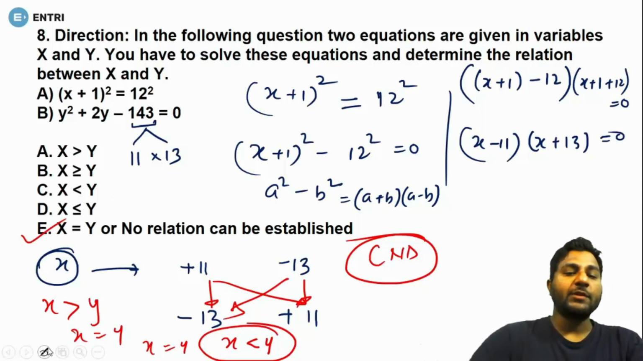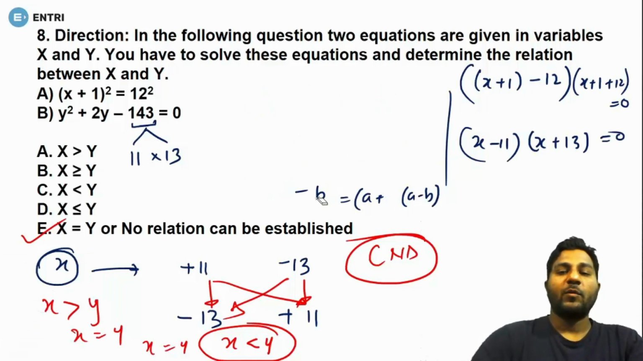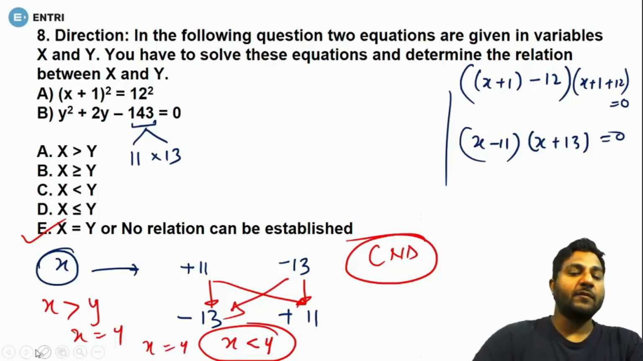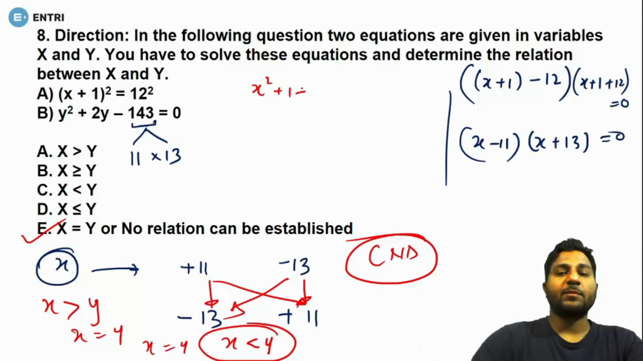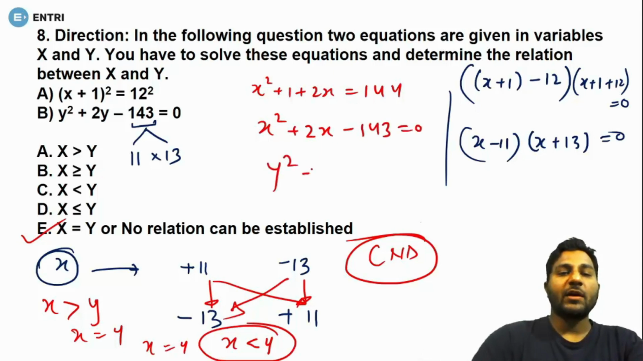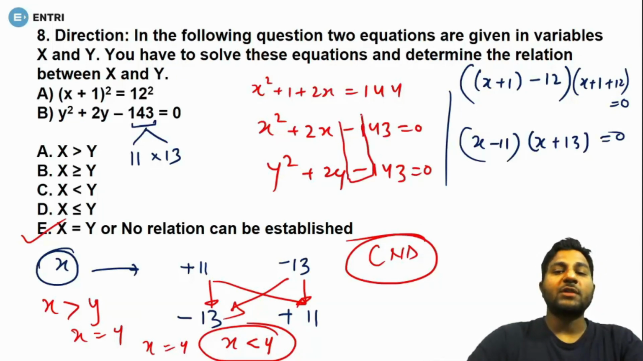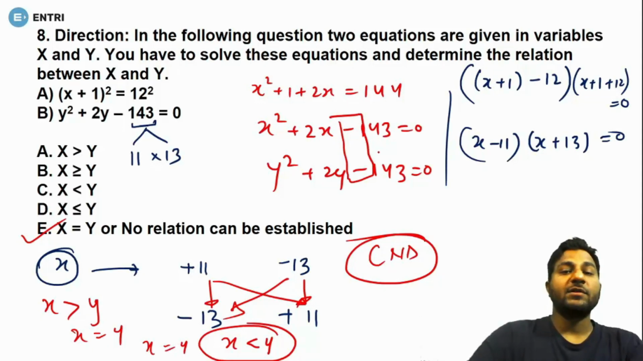But you don't need to solve like this. Why? Because look at this. When we look at these two equations, x² + 1 + 2x is equal to 144. So x² + 2x − 143. Again y² + 2y − 143. You will say that both are identical, but no. Look at these two constant signs. The signs of these two constant values are negative.